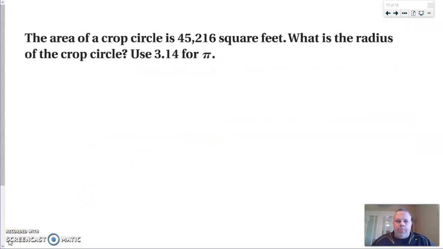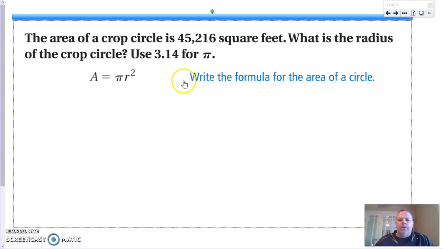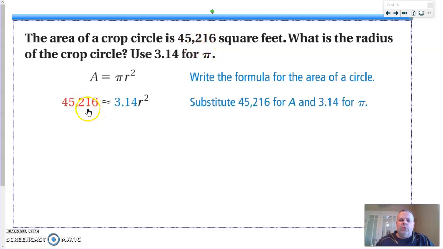In our application problem, the area of a crop circle is 45,216 square feet. What's the radius of the crop circle? Use 3.14 for pi. So they've given us plenty of information. So here's the formula for area. Area equals pi r squared. Now we can substitute in. Since we know that the area is this, we substitute that in here. We said to use 3.14 for pi, times r squared.